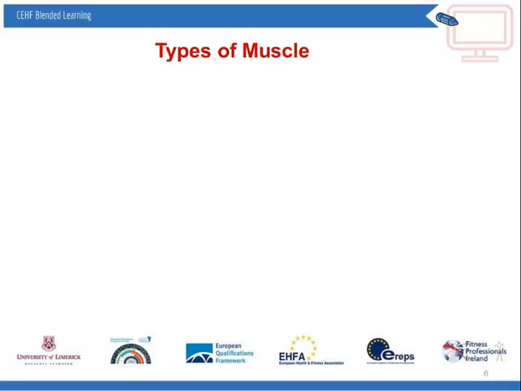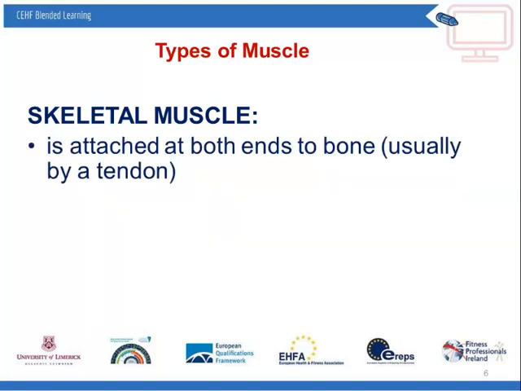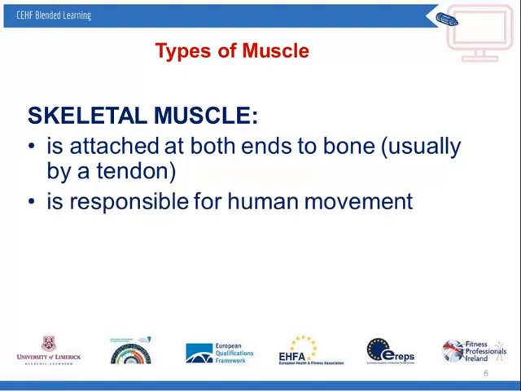And the third type of muscle then is skeletal muscle. And you could call this kind of muscle the flesh on our bones. So it's attached at both ends to bone, usually by a tendon. This type of muscle is responsible for human movement, and it is voluntary, which means it is under our conscious control. So we can control the actions of the muscles, therefore we can control our movements.